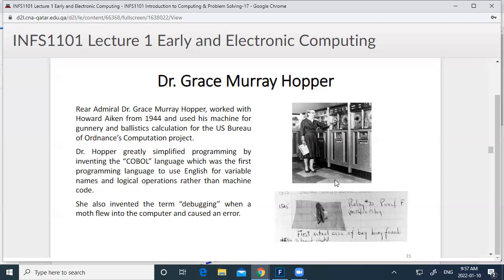So, when I went through it yesterday, I looked at the word debugging, and it says something about a moth that caused the error.